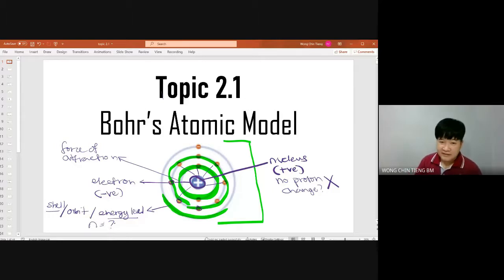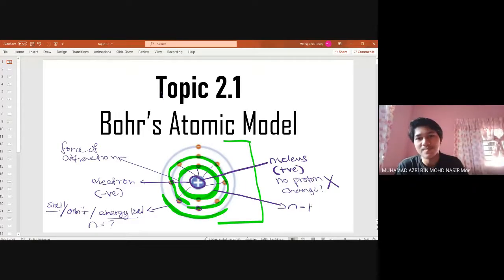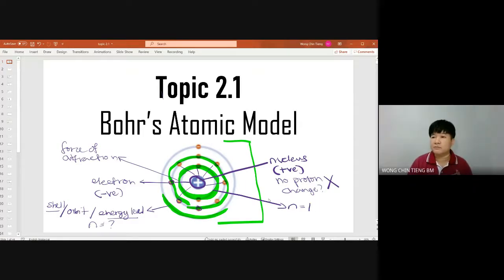Azri. Alright? Yang paling dekat dengan nucleus, this one. N sama dengan berapa? N sama dengan 1. N equals to 1 mesti bermula dengan petala yang duduk paling dekat dengan nucleus. In the other words, guys, we will start counting from the nucleus. Ingat yang tu. Alright, jangan salah yang tu.